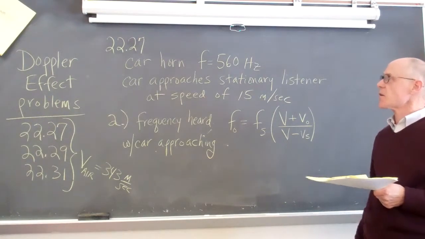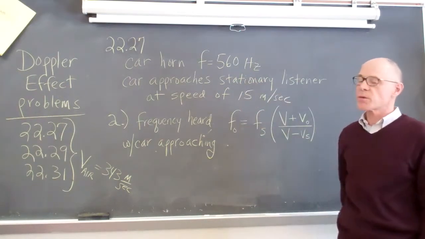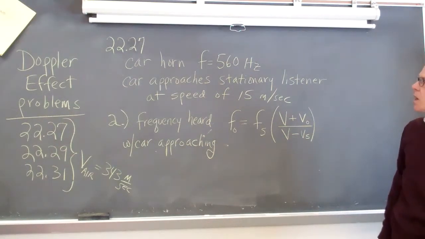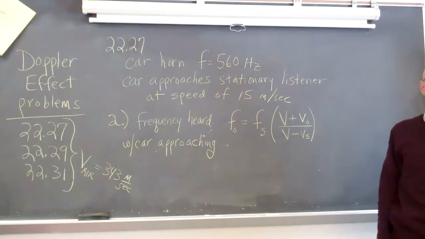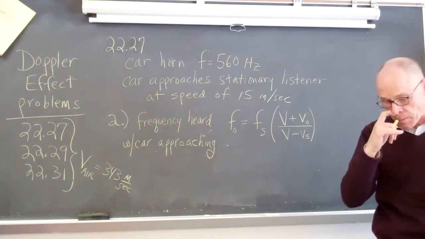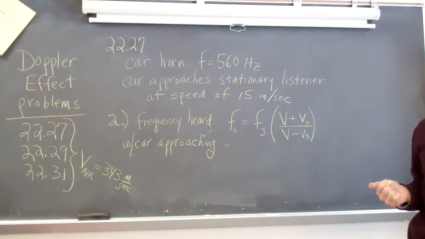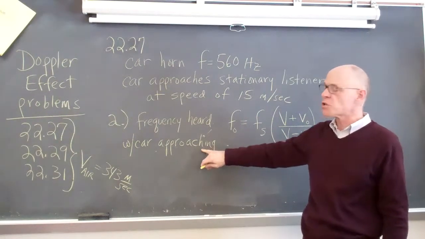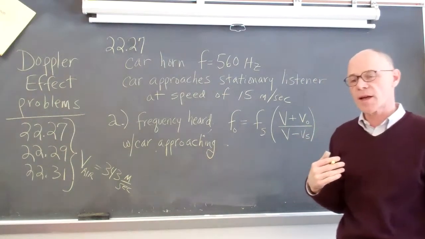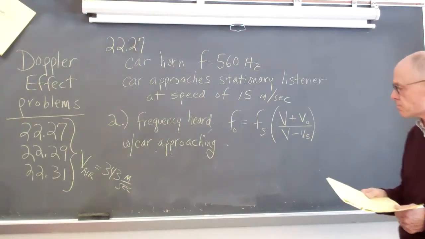Okay, problem number 27. So there is a car horn which is sounding at a frequency of 560 hertz, and you're also given the information that the car is approaching a stationary listener at a speed of 15 meters per second. So this will be a 2-part problem. The first part will be what is the frequency heard by the observer with the car approaching the observer. So that's the first part we'll do, and then we'll next calculate the frequency after the car has passed the observer and is moving away.